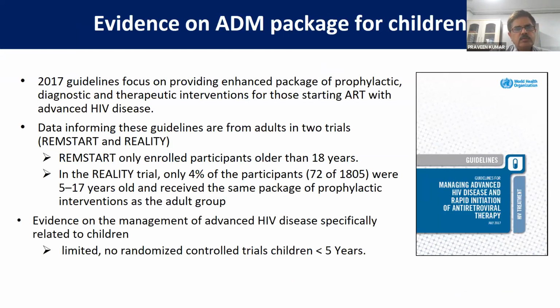So in the 2017 guideline, there was some guidance in the form of an enhanced package for prophylactic, diagnostic and therapeutic interventions for those starting ART with advanced HIV disease. And these were mainly based on two trials, known as the REMSTART and REALITY trials. However, one has to take note that there were only a few children, and they were mainly between 5 to 17 years of age. So we can say that we have limited data, and there are no randomized controlled trials in children less than 5 years. So whatever we are going to discuss is primarily based on experiences from the adult population.